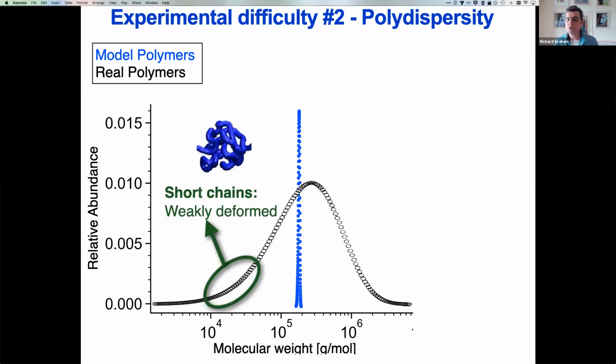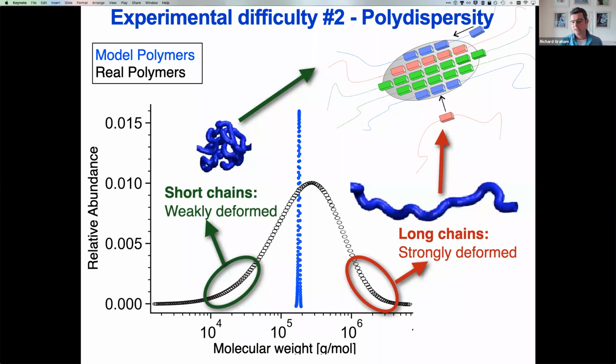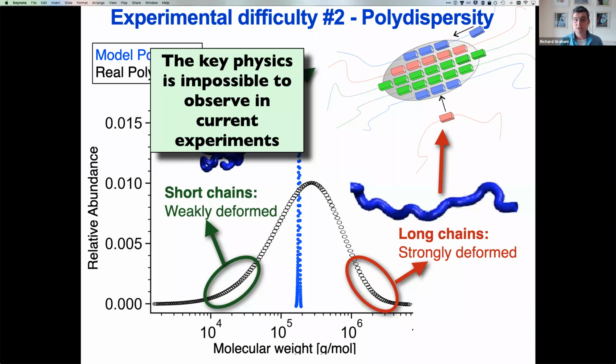And so what that means is you've got some short chains in the low molecular weight tail that are very hard to deform. The flow just doesn't catch hold of them because they're so quick. And at the other end, you've got these really long chains that are very easily deformed because they're so slow moving. And so any crystallization experiment has a kind of combined effect of these very deformed chains and these very weakly deformed chains. And the things that are measured are essentially a combination of these different species of chains.